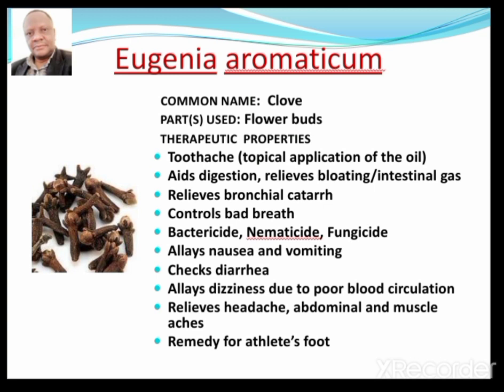Eugenia aromaticum or Eugenia caryophyllata is clove. Very useful for the treatment of toothache, topical application. It aids digestion, it relieves bloating, intestinal gas. It relieves bronchial catarrh, controls bad breath. It has bactericidal property. It kills bacteria. It has nematicidal property. It kills worms. It has fungicidal property. It kills fungi.